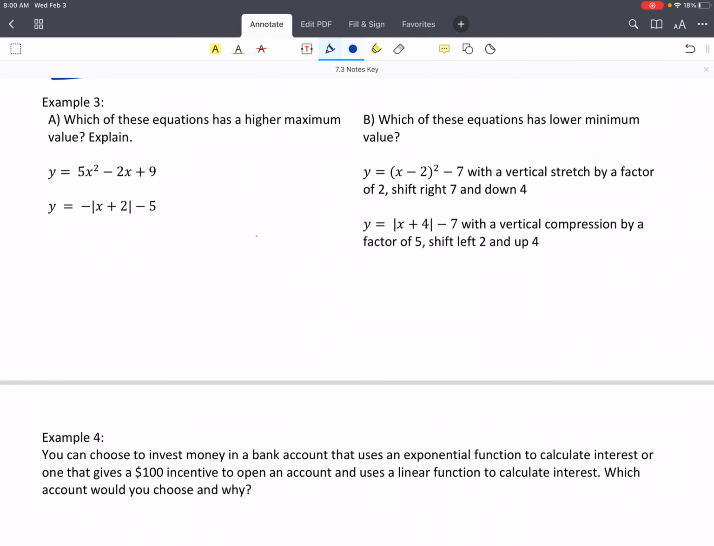Okay, once again, we could come to a higher maximum, and just as a reminder, maximum is referring to the vertex, more specifically the y of the vertex. And so as we come to look at the equation, we have our absolute value function in vertex form of -2, -5.